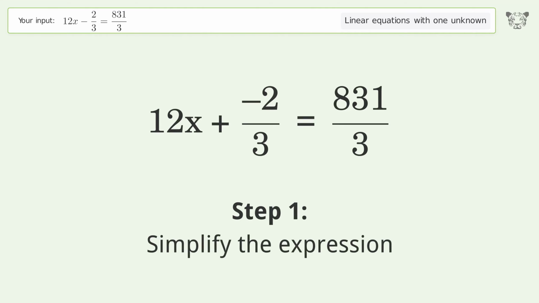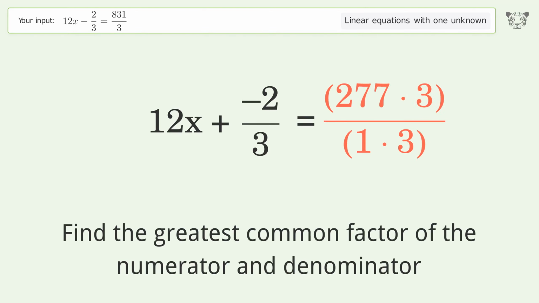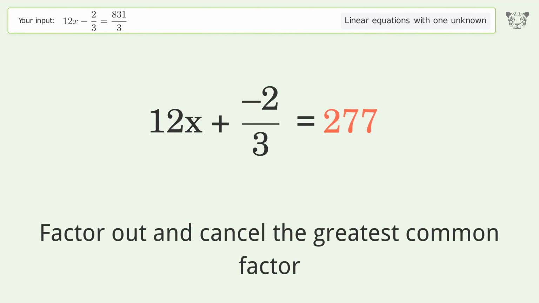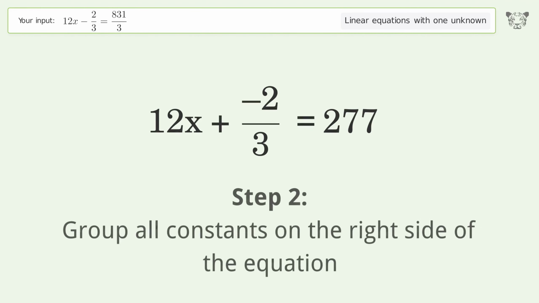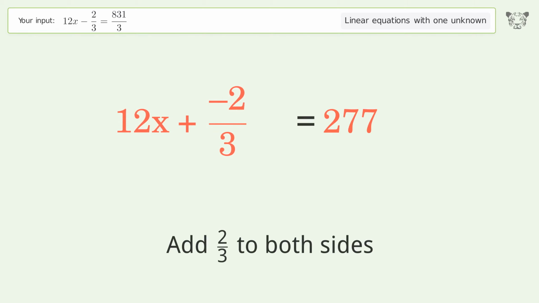Simplify the expression. Find the greatest common factor of the numerator and denominator. Factor out and cancel the greatest common factor. Group all constants on the right side of the equation. Add 2/3 to both sides.